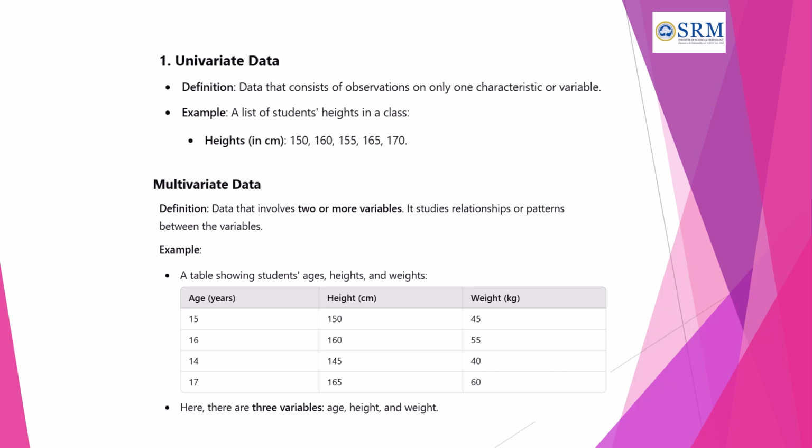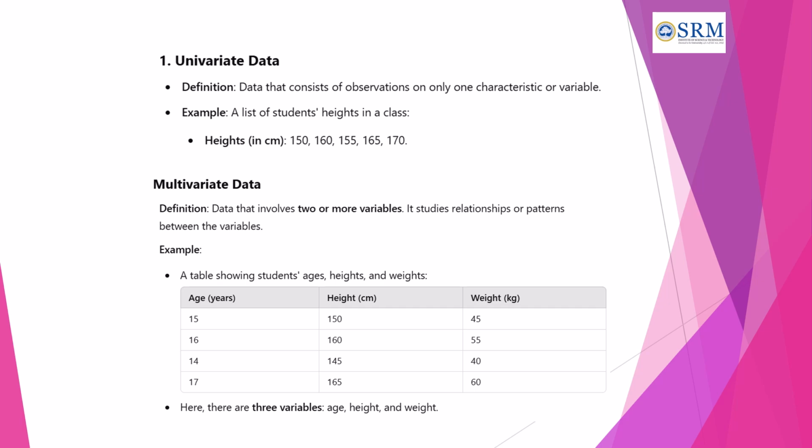Whereas multivariate data involves more than one variable. The word multi means many. So multivariate data includes two or more characteristics for each observation. It also allows us to study the relationships or patterns between these variables.